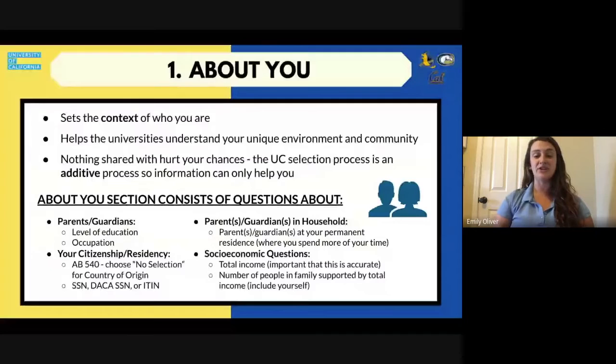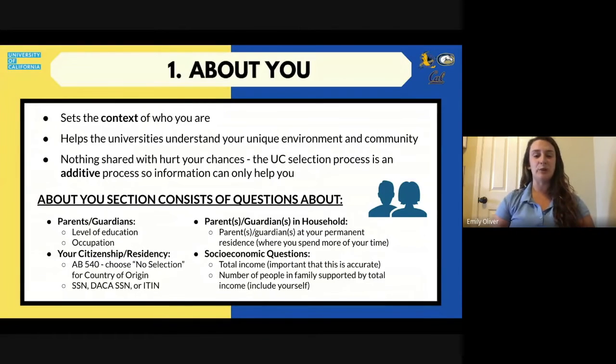The About You section consists of questions about your parents or guardians, their level of education, their occupation. As Ms. Vargas mentioned, it will ask you your citizenship and residency. So for AB 540, you can choose no selection for country of origin. It will ask for your social security number or DACA, SSN, or ITIN. And again, there was more information on that for the undocumented students in the previous slide. And for any other questions about that, we can definitely answer those in more detail at our Saturday college application workshops.